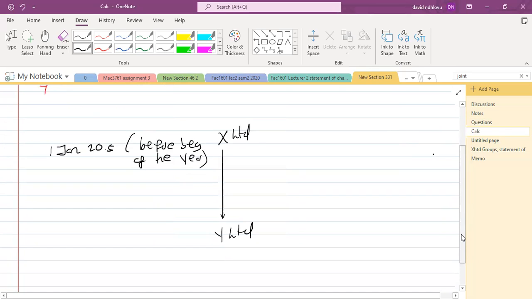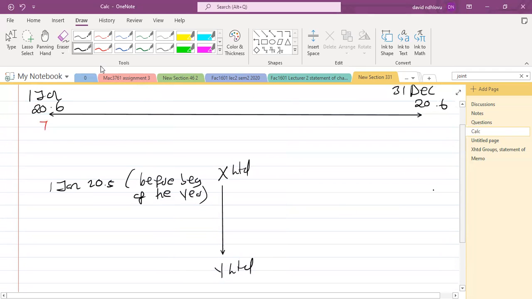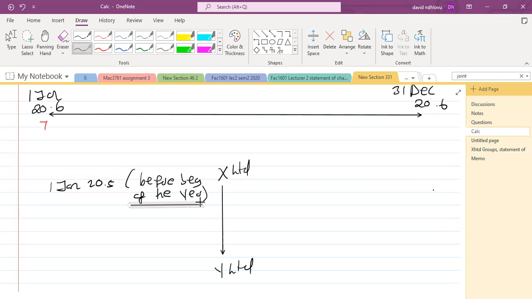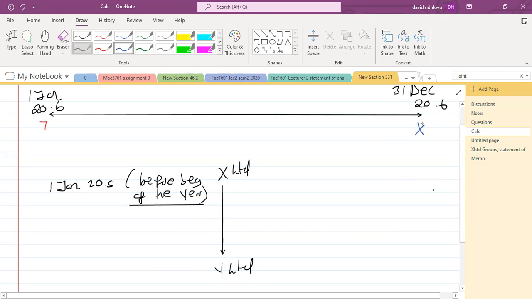Next, if the acquisition was before the beginning of the current year, it means that your consolidation will involve the statement of profit and loss calculation. If you acquired on 31 December of the year 2026 and you are consolidating on the same day, it means no profit and loss is going to be needed. As long as your acquisition date occurs before this date, you will have to deal with the statement of profit and loss and other comprehensive income.